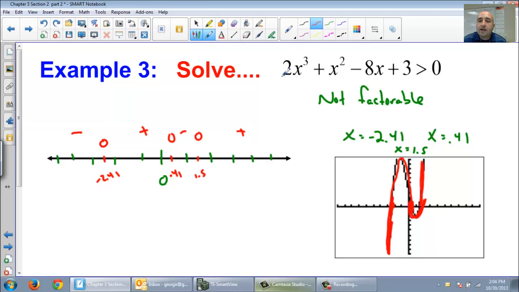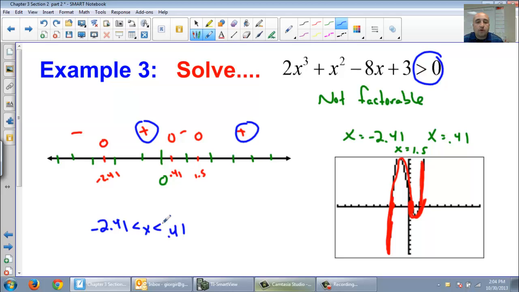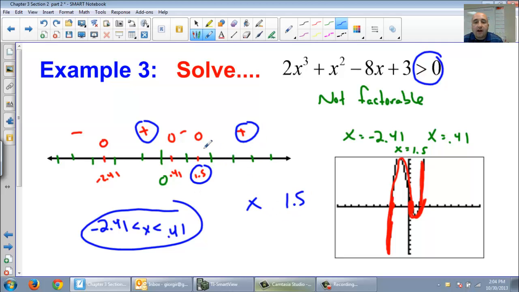Okay? So now the question is, where do they want my answers? Well, they want the answers of where it is greater than 0. So those are the positives. Okay? So this positive on the left is between negative 2.41 and 0.41. X goes in the middle, symbols point to the left. There are no bars because they're all open. And the positive on the right is everywhere to the right of 1.5. So that would be greater than 1.5. Okay?